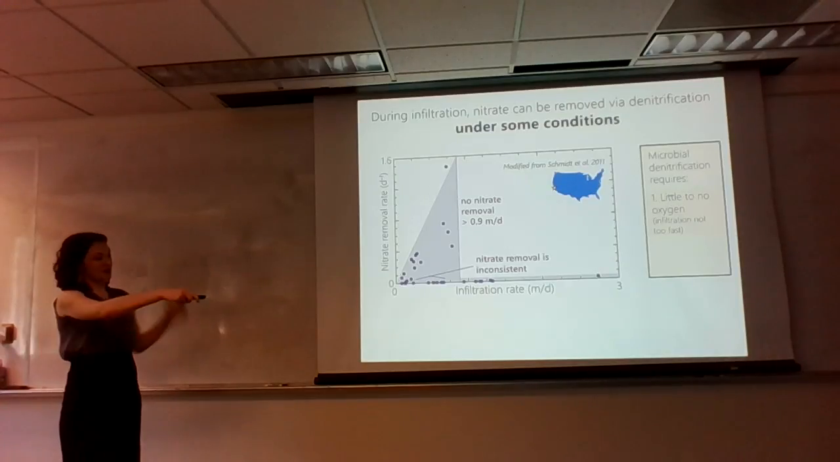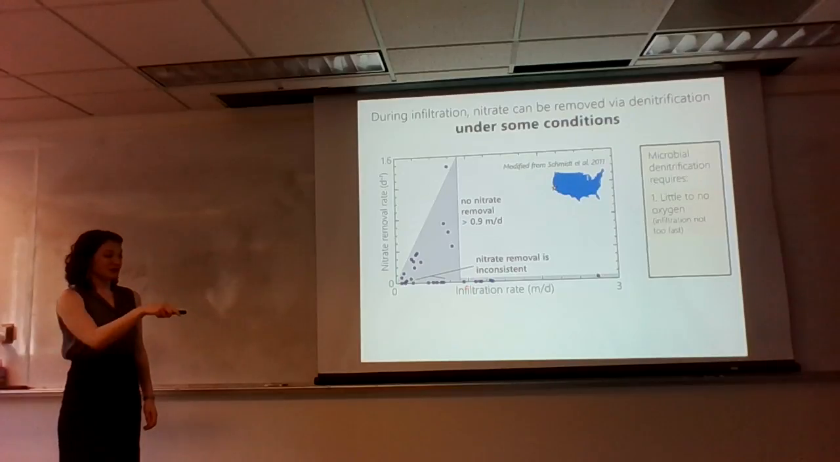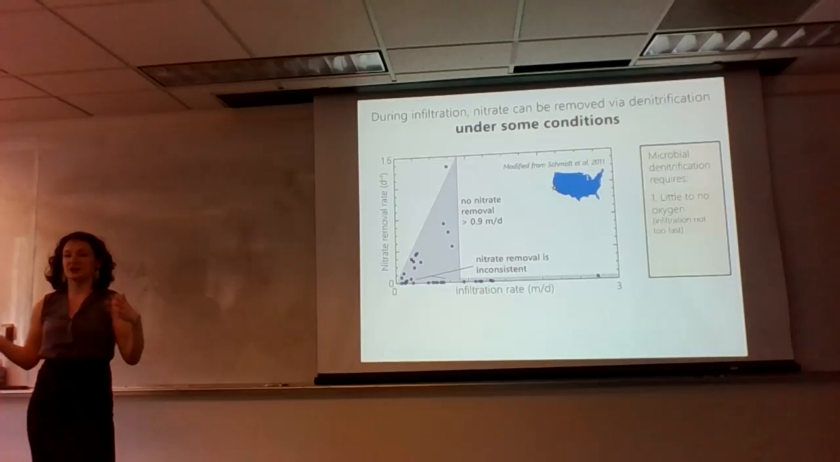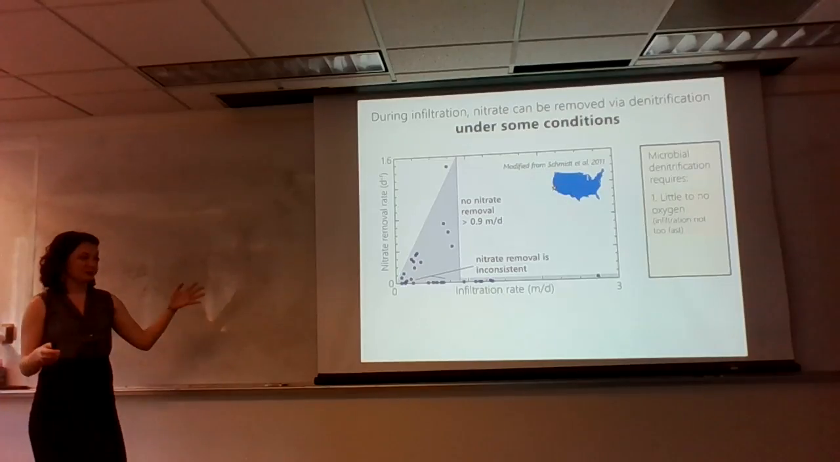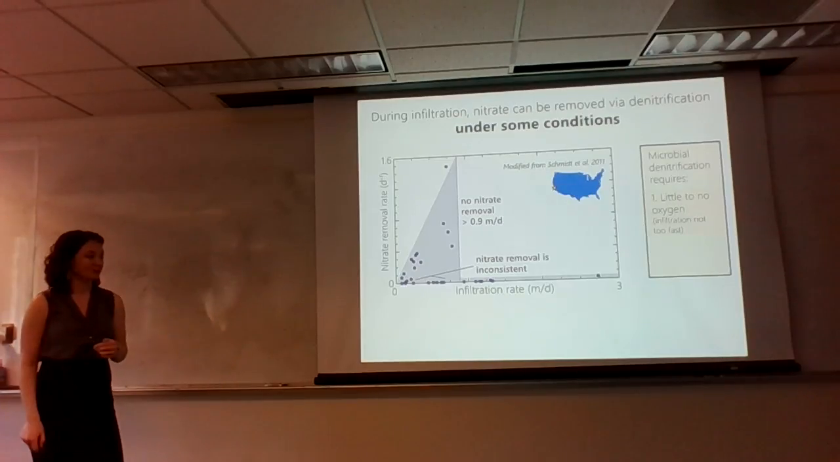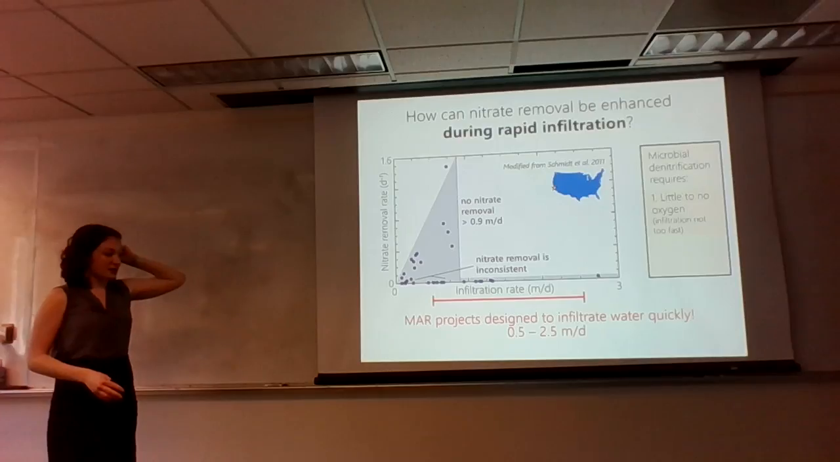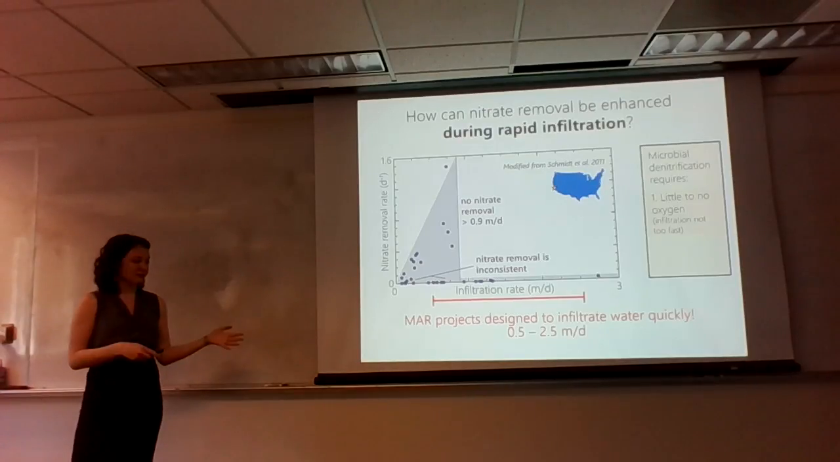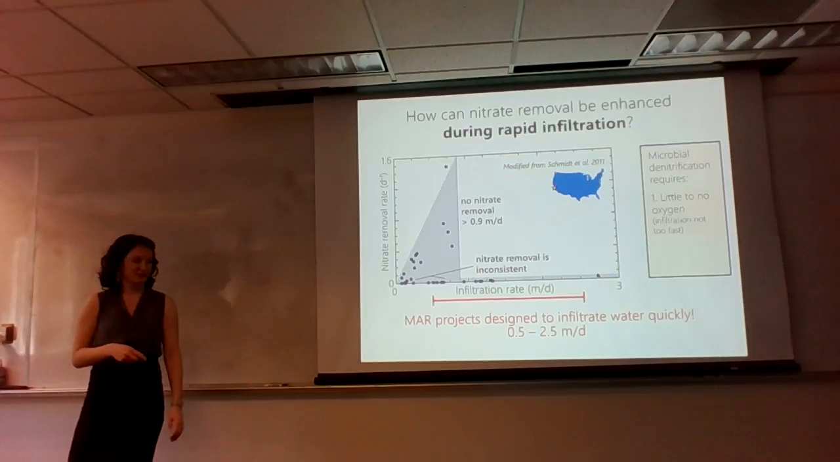We also noted that about half the time that infiltration rates were below this threshold, nitrate removal still didn't occur. And this inconsistent behavior suggests that other factors in addition to infiltration rate help determine how much nitrate removal will occur. To put this data in context, MAR projects are designed to infiltrate water quickly. A typical range is between 0.5 and 2.5 meters a day.